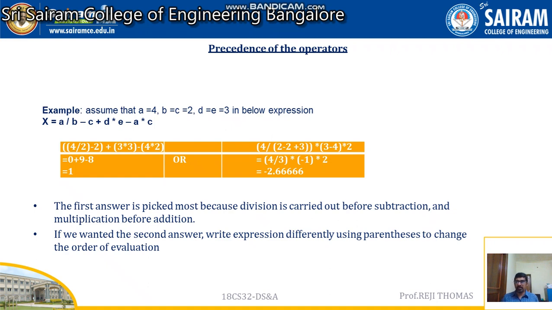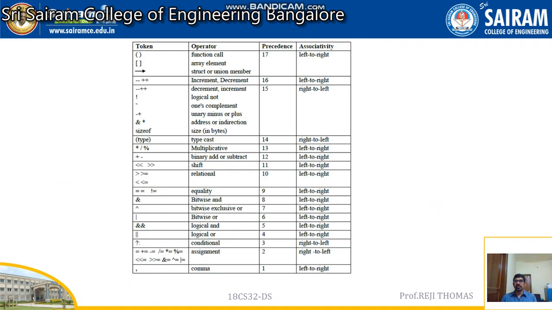So what happened? The parenthesis changes the order of evaluation. And if you evaluate this carefully, you will get the answer as 2.6, right? So this is what operator precedence is.